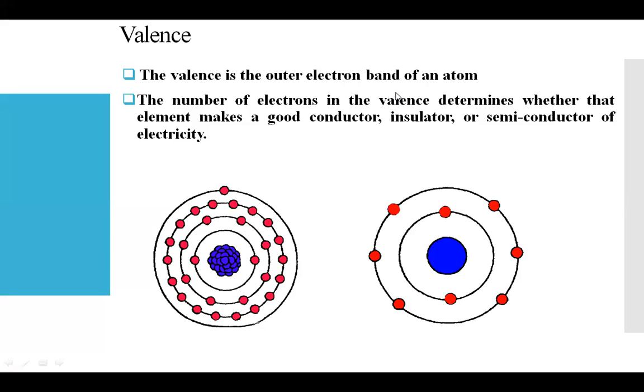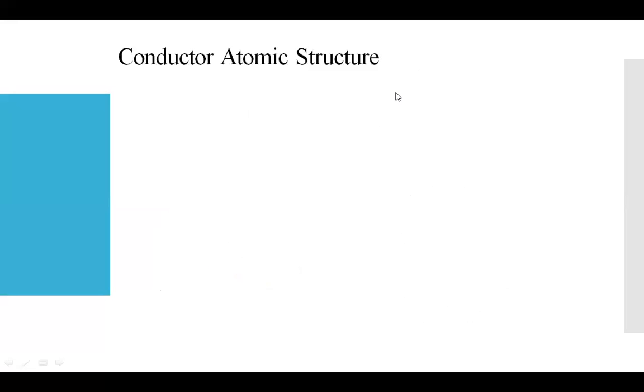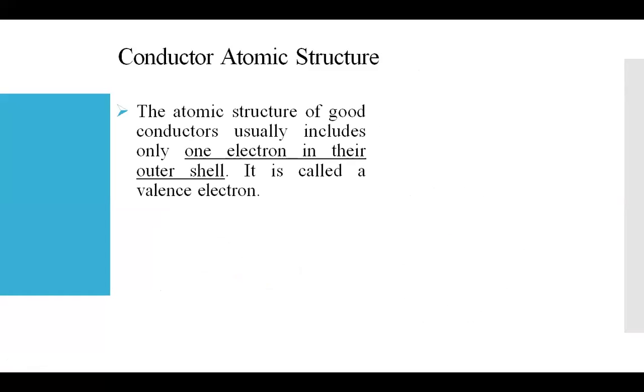Now, if we go ahead, how will we identify the conductor atomic structure? First, understand the atomic structure of a good conductor, which usually includes only one electron in its outer shell, what we call the valence electron, as we already saw in the previous diagram. To discuss the conductor atomic structure, the first thing we have to understand is what the valence electron is.